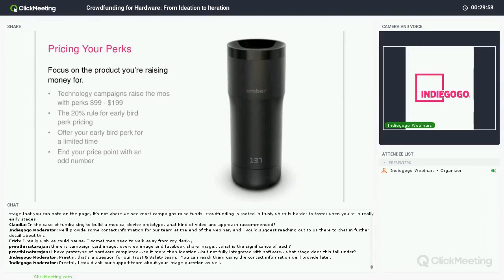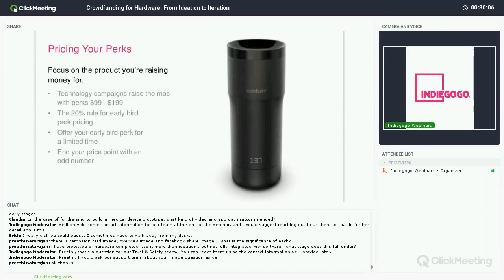We find that perks between $99 and $199 are a really popular price point. So if you can get your perk to fit somewhere in there, that's really where we would aim. This 20% rule that we mentioned over here is that we suggest having an early bird perk, which is something that you would offer for just a limited time, maybe 2 or 3 days, or a limited number of options, so maybe 100 or 200 of them to begin with. And you would price this at 20% less than what you plan on offering the perk for on the page while the campaign is running.